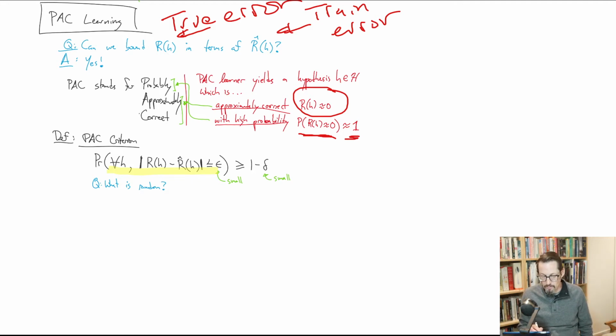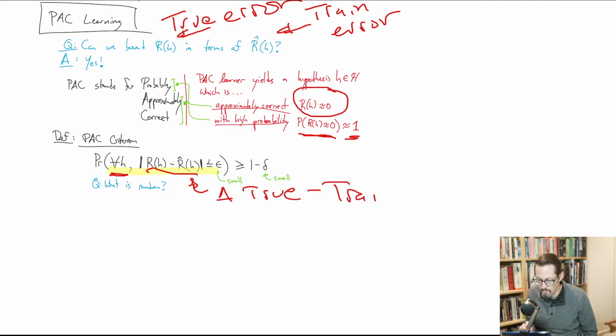So formally, the way we're going to define this is we're going to say that what we're after is the probability that for all hypotheses that our classifier can generate, so it doesn't matter what we actually learn in detail, as long as for all the hypotheses that it can generate, we can guarantee that the difference between our true and training error, that's the delta from true minus train, we can bound it by this epsilon. So that is less than some number, and we can set that number to be arbitrarily small.